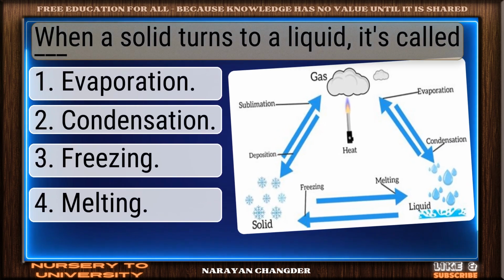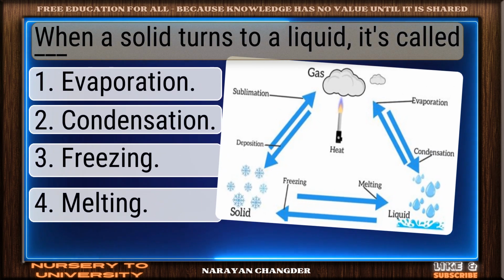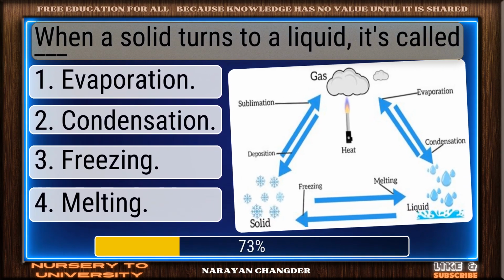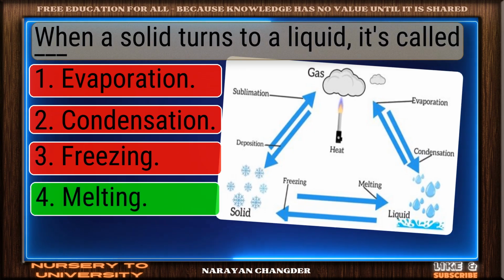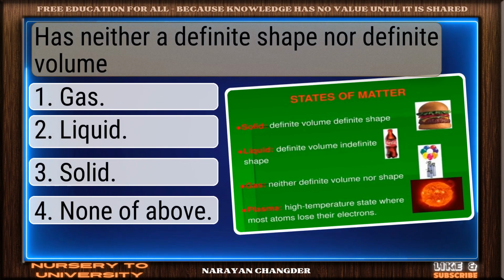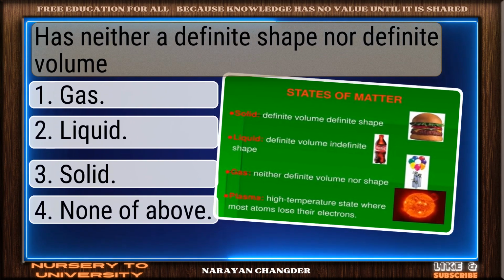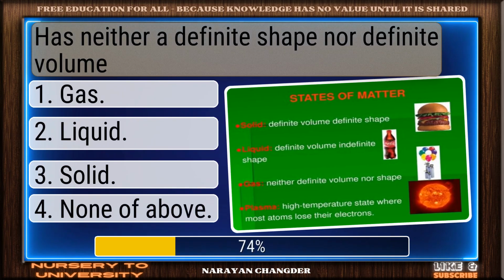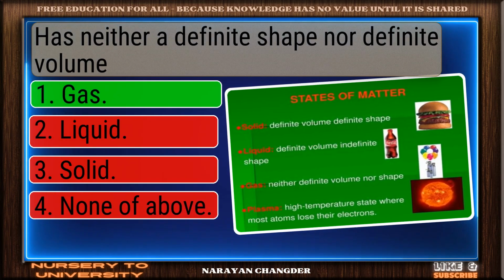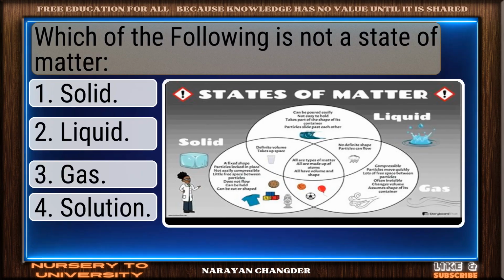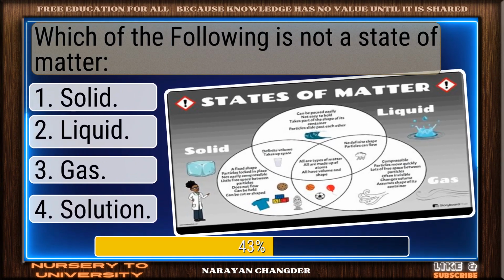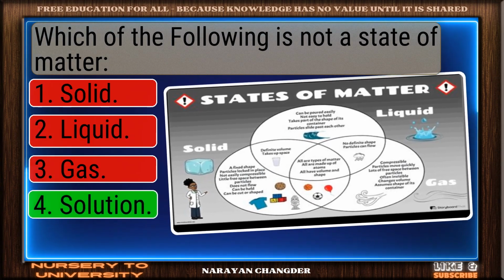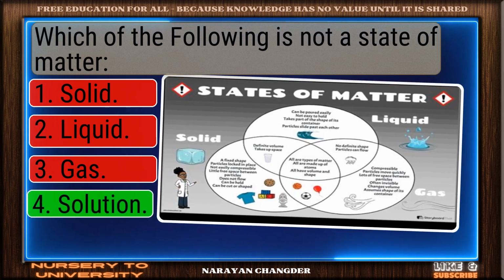When a solid turns to a liquid, it's called dash. Well reasoned. Melting is the correct choice. Has neither a definite shape nor definite volume. Nice work. You chose gas and it is correct. Which of the following is not a state of matter? Right choice. Solution is the best answer.